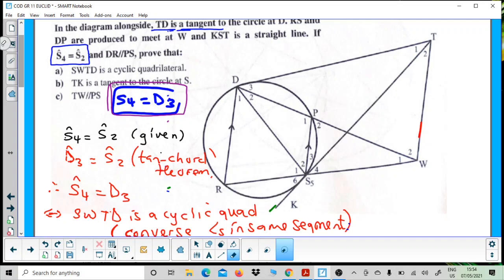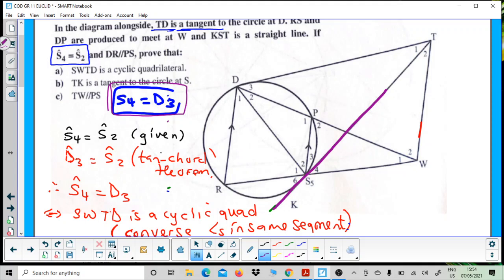I'm going to show you the fastest way, but for this question, it's really not going to work that well. But let's see. Look at number 2. Let's find TK. TK is this line, isn't it? They said, prove that TK, this one, is a tangent to the circle at S.